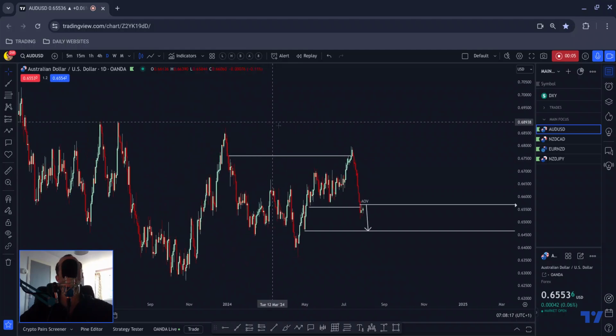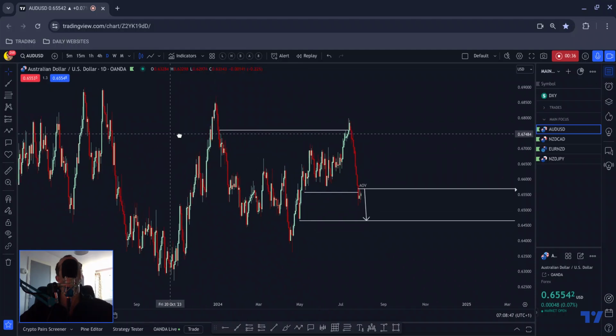So this morning I have a jam-packed four pairs on watch, and those pairs are Aussie dollar, Kiwi CAD, Euro Kiwi, and Kiwi yen. So a lot of Kiwi presence this morning, and I've just flipped my bias on Euro Kiwi, and I shall explain why when we get down to that pair. I'll tell you what I'll be looking for, contrary to what I was looking for yesterday. But without further ado, my favorite of the bunch is Aussie dollar.